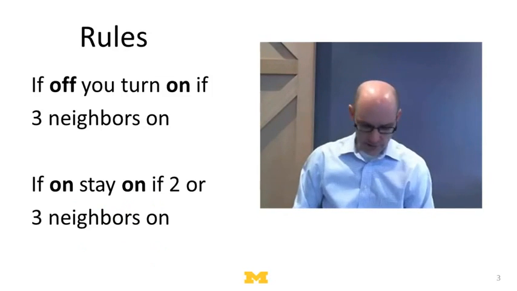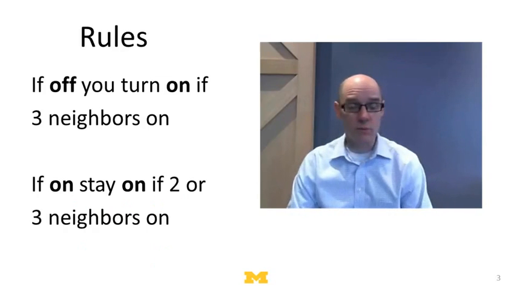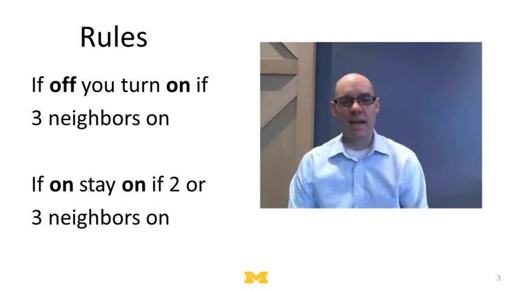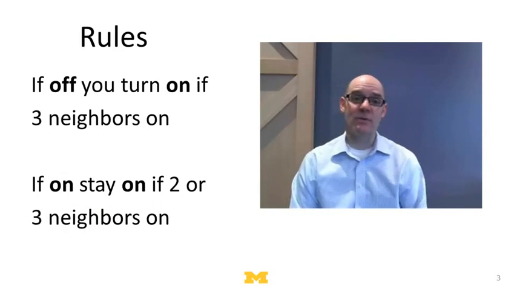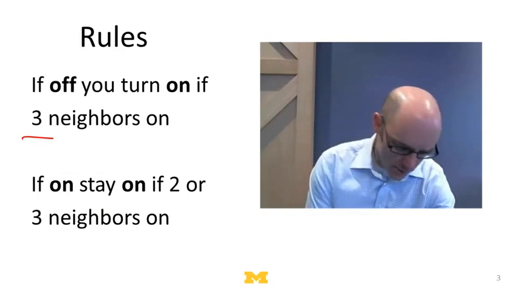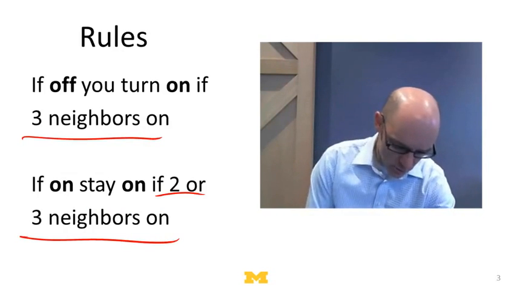So let's formalize that. The rules are quite simple, right? Cells are either on or off. If you're currently off, you turn on if exactly 3 neighbors are on. That's the rule. And if you're currently on, you can stay on if you've got 2 or 3 neighbors on. Okay? So off, it requires 3, on 2 or 3.